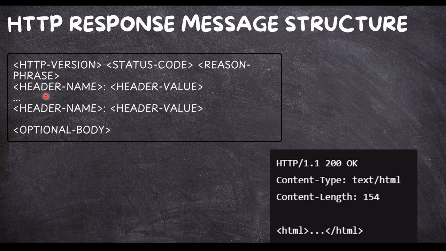Got it? Then comes our header name and header value. So again, I have told you that header contains some extra information about the particular HTTP message. So here, the content type you are getting is HTML data. So your content type is defined as text/HTML. Then content length. It varies with every response, so you don't have to memorize it.